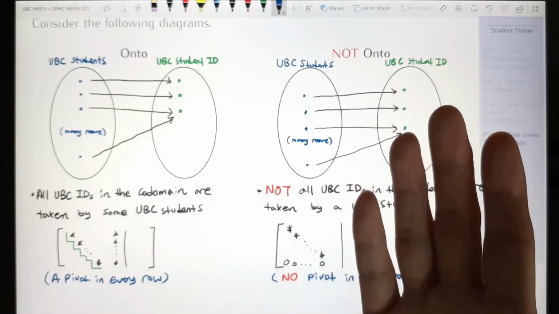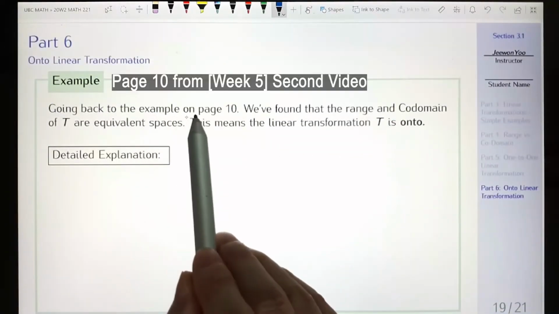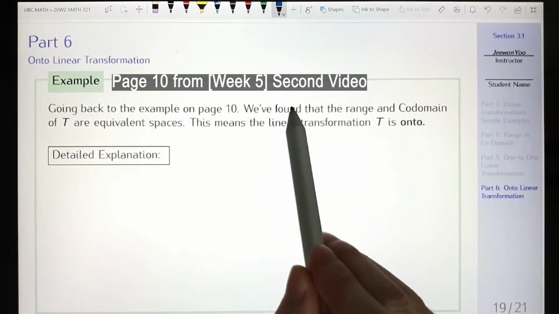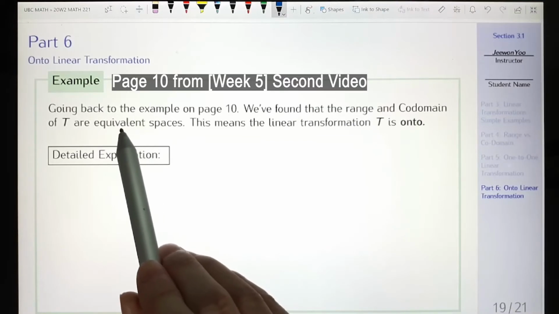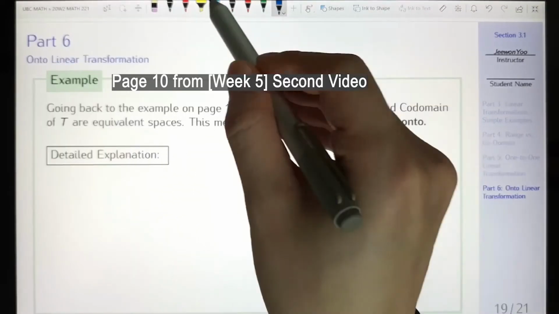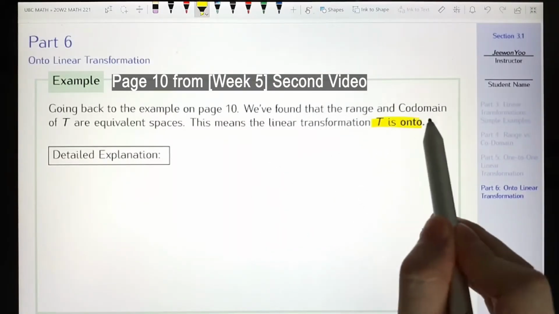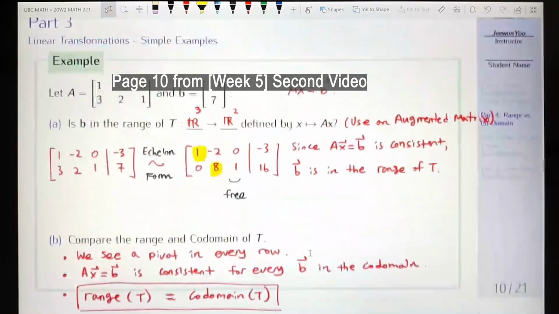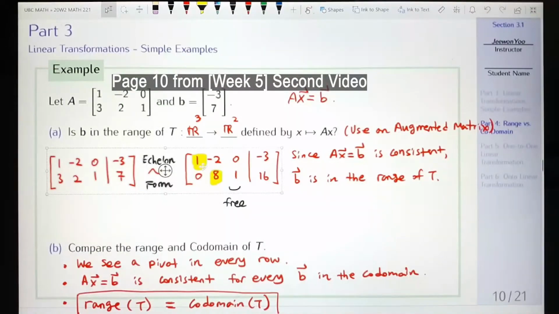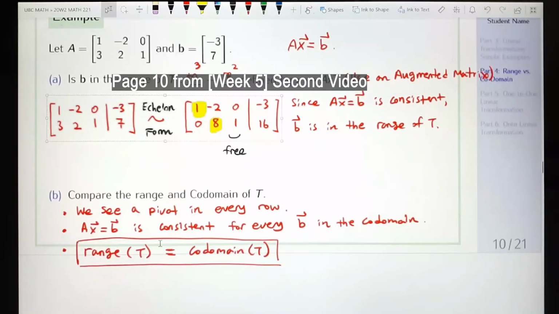I think we are ready to tackle some examples about onto functions. Go back to the example on page 10. We found out that the range and codomain of the transformation T are equal to each other. Whenever the range and codomain are equal to each other, then T is onto. Let's go back to page 10, everyone. You see, we have a pivot in every row and determine that the range of T is equal to codomain of T.